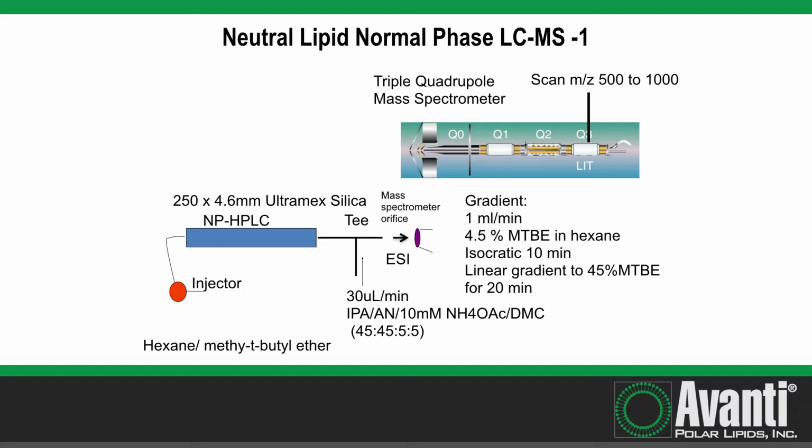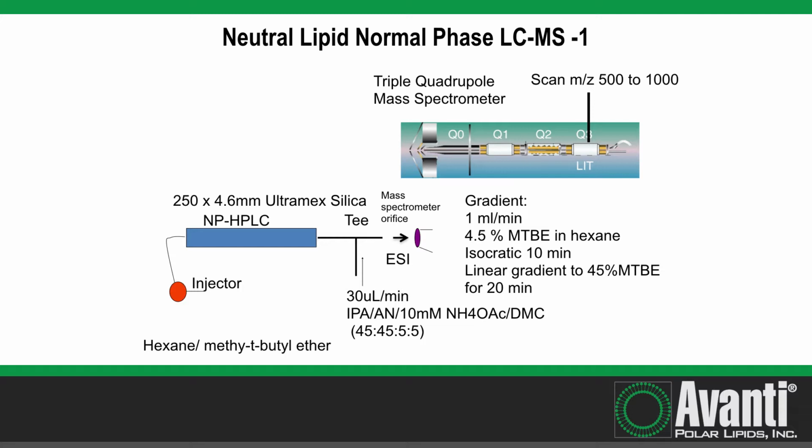So we inject them into the normal phase HPLC column. And typically we're using solvents, methyl tertiary butyl ether and hexane, which does not electrospray because it has no charging ions, not electrically conductive. And so it won't electrospray.